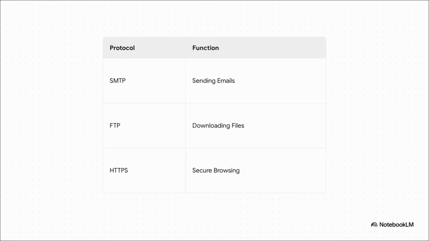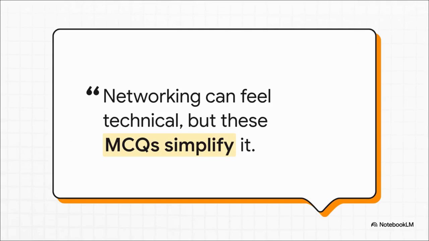Now remember this pro trick. If you see that S in HTTPS, it stands for secure browsing. Knowing the functions of SMTP, FTP, and that S in HTTPS will instantly secure you 3 to 4 direct marks on your paper. As we wrap up today's concepts, I really want you to think about this quote. Networking can feel technical, but these MCQs simplify it. I know it can seem like a lot of heavy tech jargon at first. Bits, topologies, protocols. But look at how easily we just broke the whole thing down. You have totally simplified and conquered this technical topic today. You are fully prepared to tackle these questions.